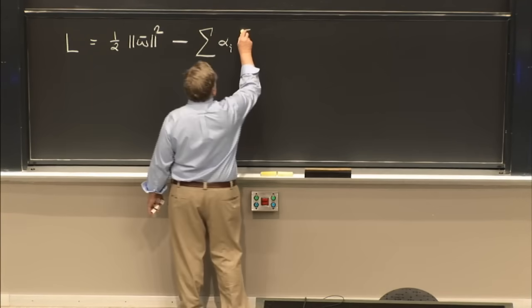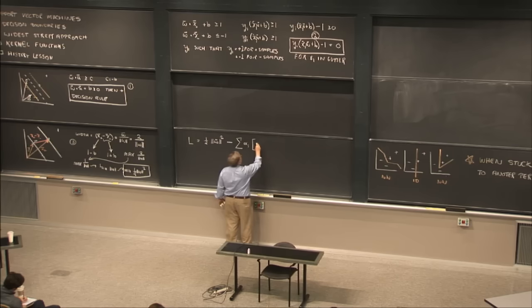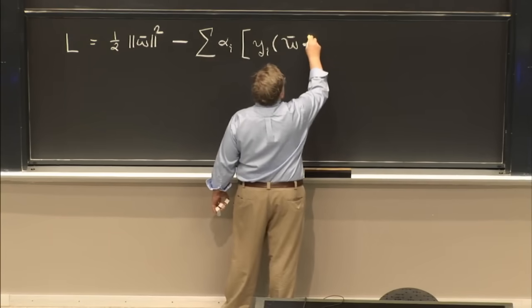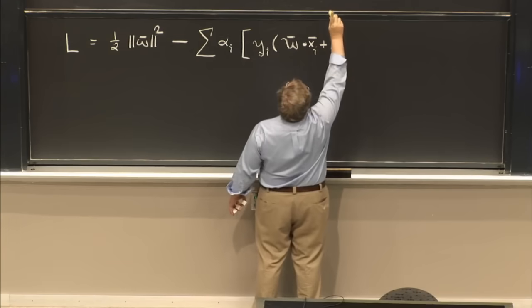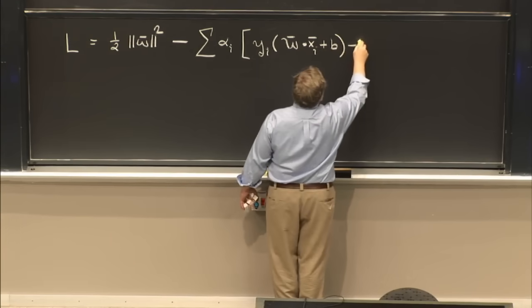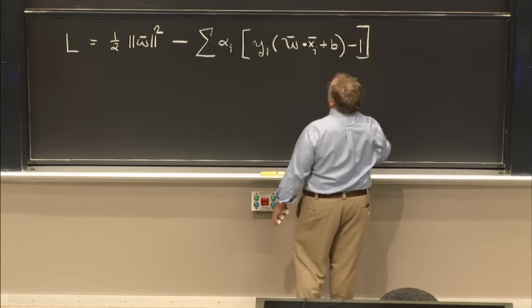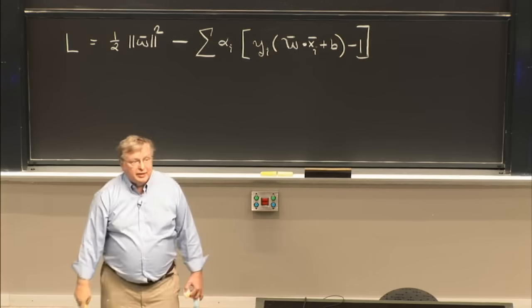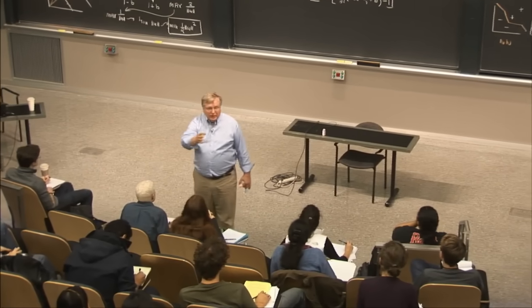But I've got to be hyper careful here because otherwise I'll get lost in the algebra. So the constraint is y sub i times the vector W dotted with the vector x sub i plus b. And now I've got a closing parenthesis, a -1. That's the end of my constraint, like so. I sure hope I've got that right, because I'll be in deep trouble if that's wrong. Does anybody see any bugs in that? That looks right, doesn't it?